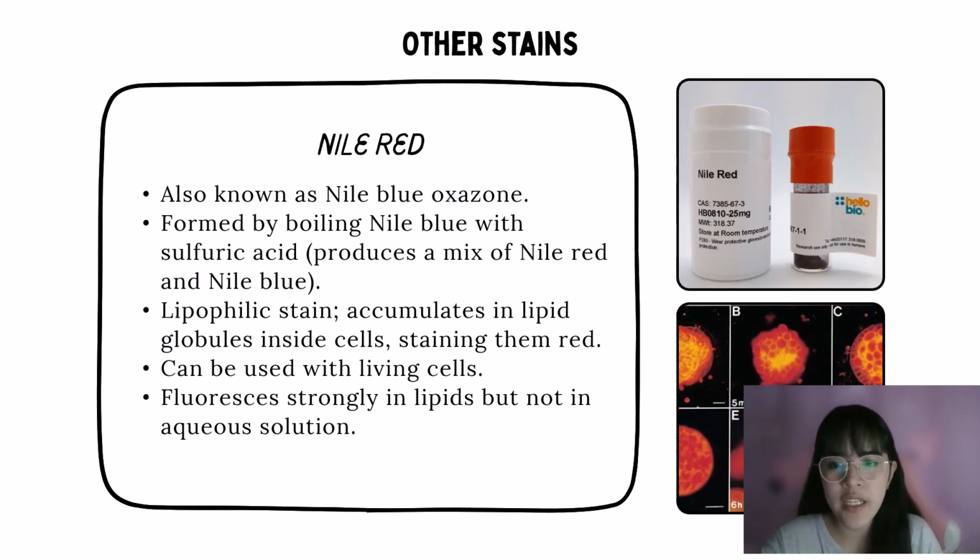Next, we have Nile red, also known as Nile blue oxazone. It is formed by boiling Nile blue with sulfuric acid. This produces a mix of Nile red and Nile blue. Nile red is a lipophilic stain. It will accumulate in lipid globules inside cells, staining them red. Nile red can be used with living cells, and it also fluoresces strongly when partitioned into lipids, but practically not at all in aqueous solution.